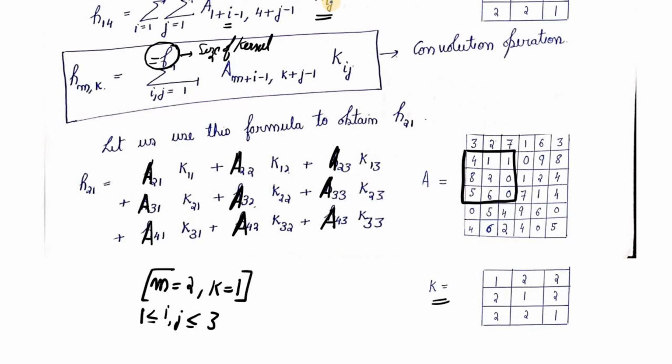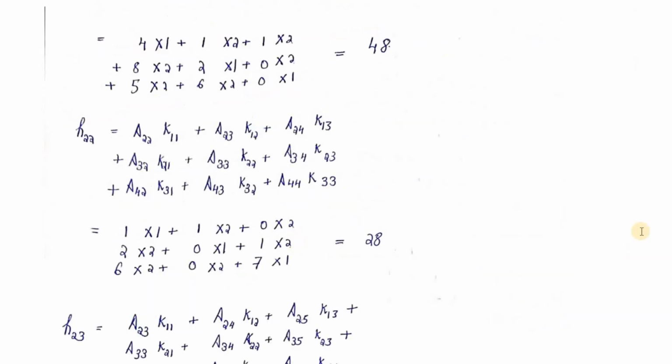So the first thing is m plus i minus 1. It's like m is 2 and I put i as 1 over here, and it comes out to be 2 only. And likewise the second index, k plus j minus 1, it's coming out to be 1 over here. Then we proceed by just putting the values of i and j with suitable m and k, and then we are able to get the complete convolution done over here. So the answer to that H21 was 48.